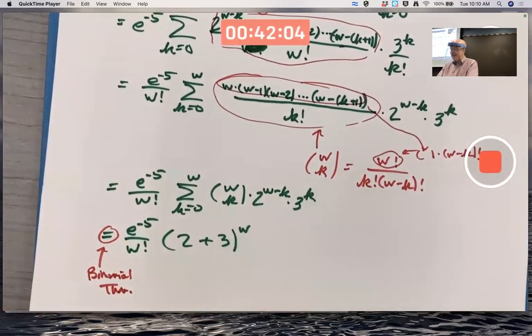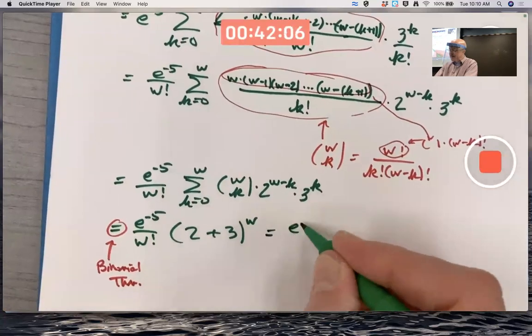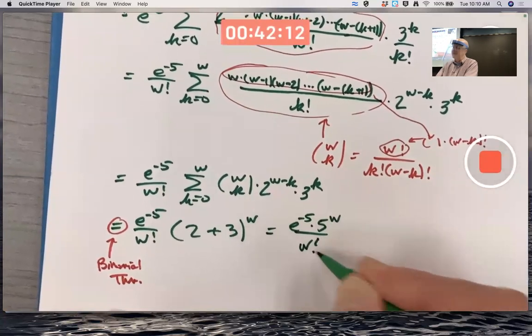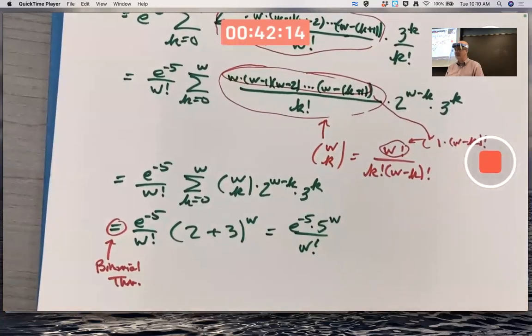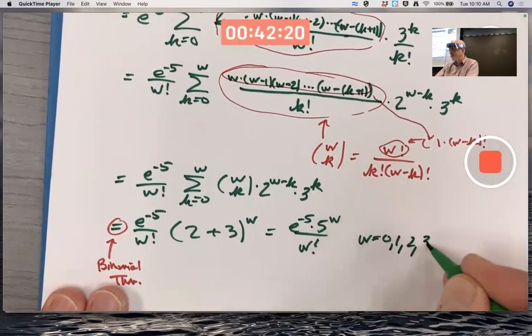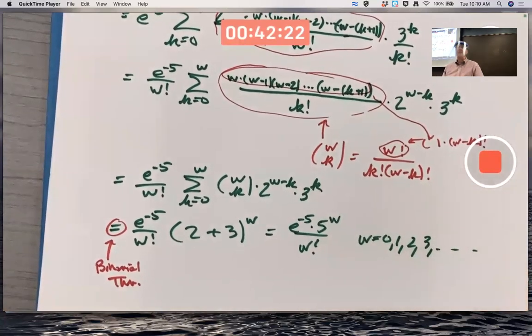And there we have it. Isn't this beautiful? It's simplified to the PDF of a Poisson with mean 5. And this is valid for W equals 0, 1, 2, 3, etc. If you add a Poisson with mean K1 to a Poisson with mean K2, and they're independent Poissons, the result will be a Poisson whose mean is K1 plus K2. K1 is 2 here, K2 is 3.